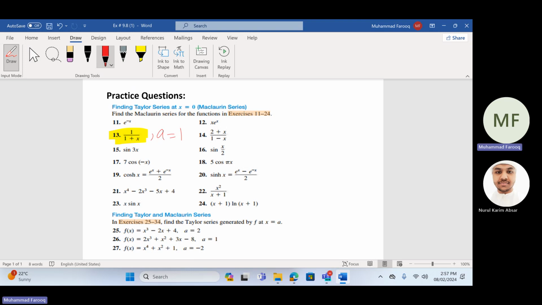Make it order 4. First derivative, second, third. Okay, third is sufficient. We make 3 derivatives at 1, same technique, exactly the same thing. A is given, A is 1. So the Taylor series of 1 over 1 plus x: please generate the order 3 Taylor series with center at 1, a equal to 1.